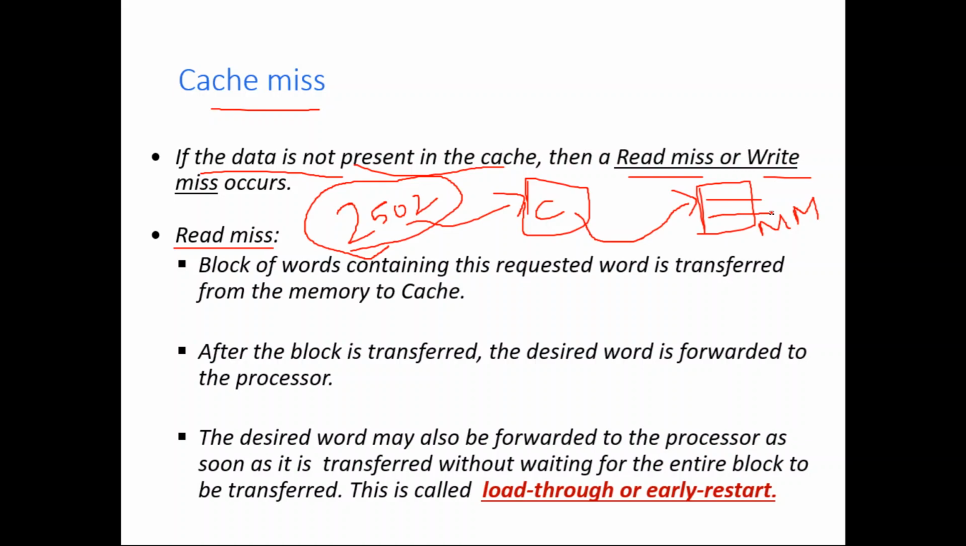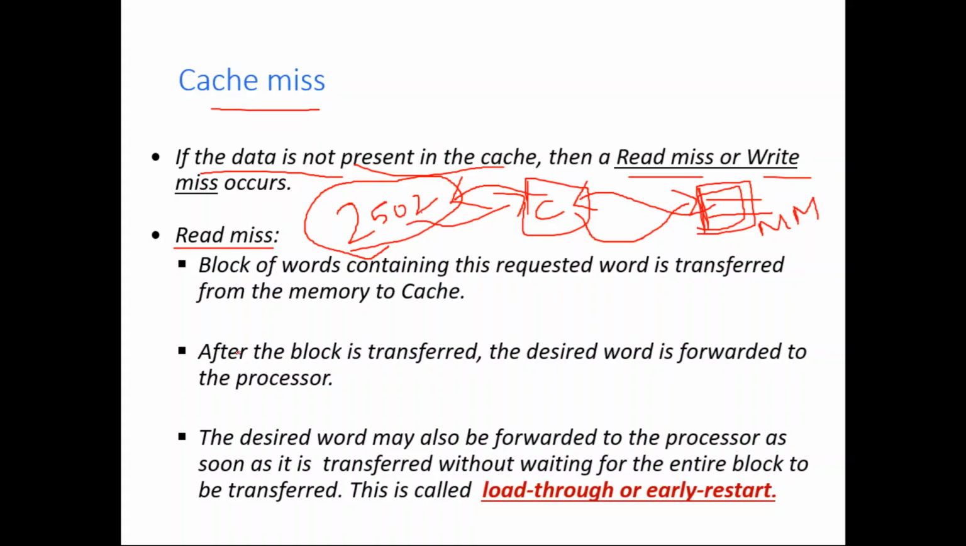If it is in the main memory, the desired word is forwarded to the processor. But how is it forwarded? First it will be forwarded to the cache memory, and from the cache memory it will be forwarded to the processor. Here it won't forward only that particular word. The entire block will be forwarded to the cache memory, and from there that particular word will be forwarded to the processor. So this is what happens when there is a read miss.